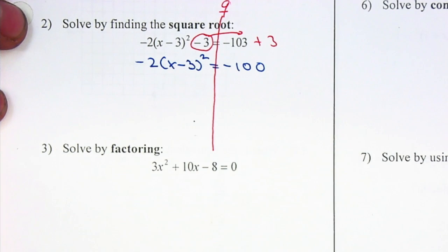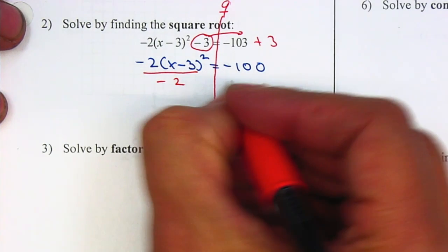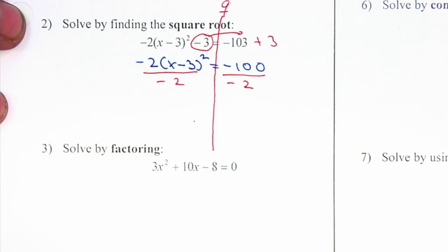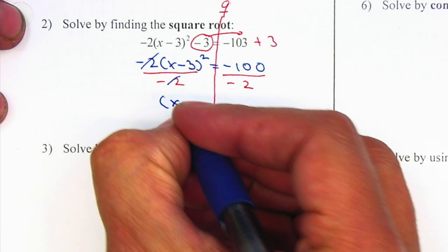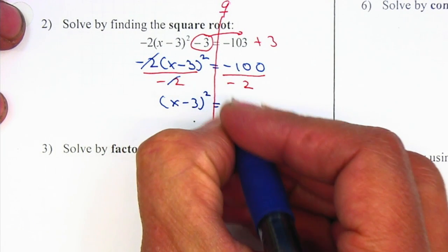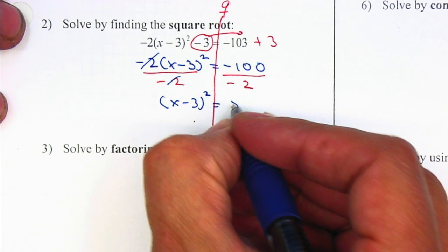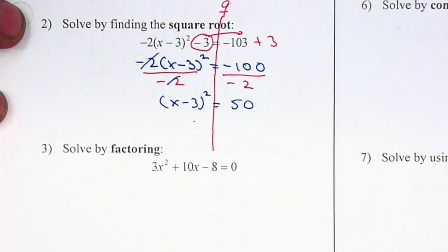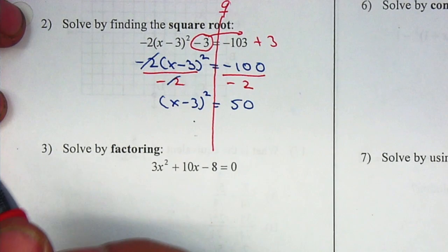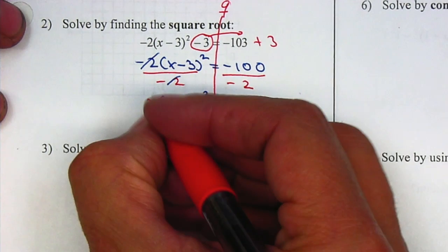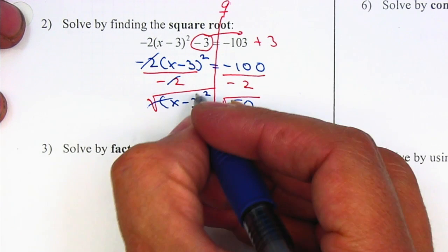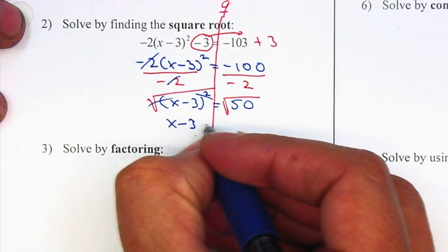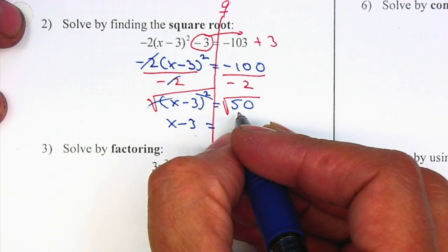I'm going to divide by negative 2 on both sides. Divide by negative 2 on the left, divide by negative 2 on the right. That will cancel out. I have x minus 3 squared is equal to negative divided by negative, which is going to be positive, so we just have positive 50. Now I can get rid of the square. I'm going to take the square root on the left and on the right. The square root cancels, so I have x minus 3 is equal to the square root of 50.